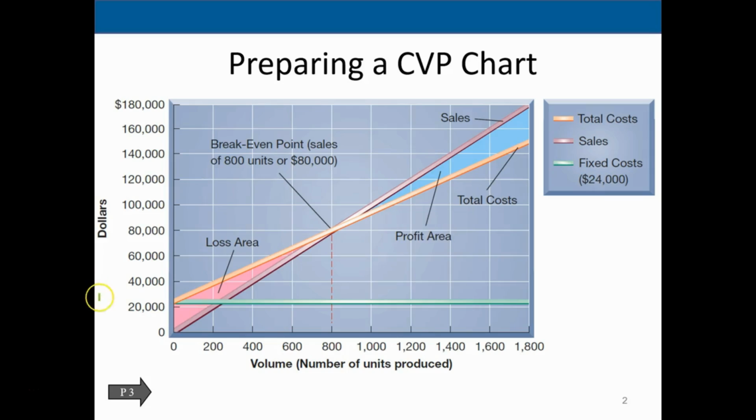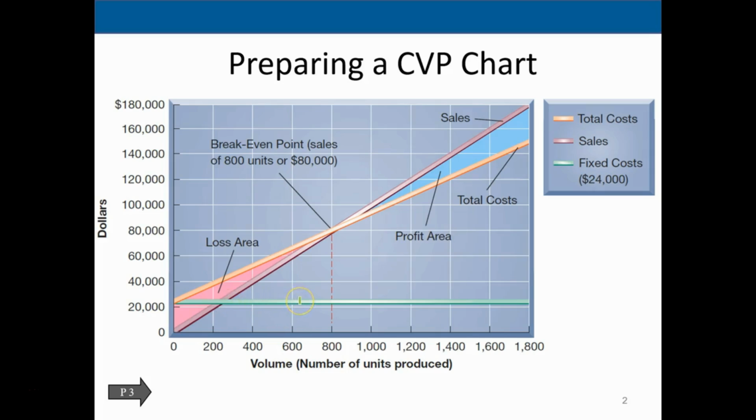And so if we look at the vertical axis, we have the dollars. The horizontal axis, we have the volume, number of units produced. So then we're going to identify these lines here, and we're going to start with the fixed cost in this case. I'm going to start with this green line. That's going to be our fixed cost.